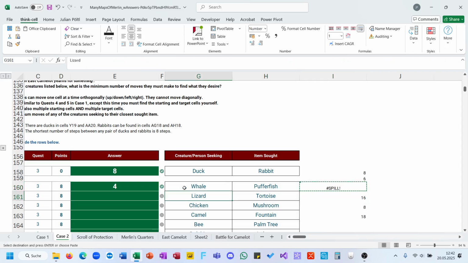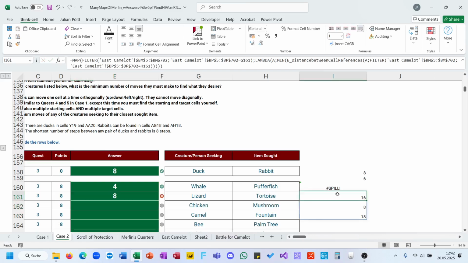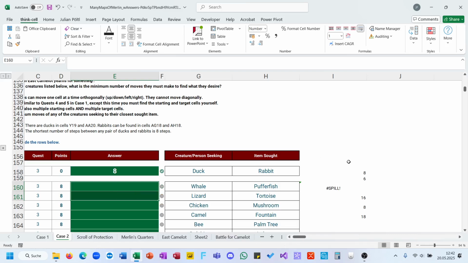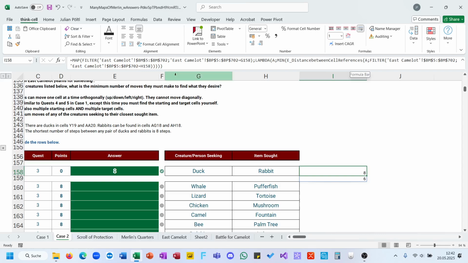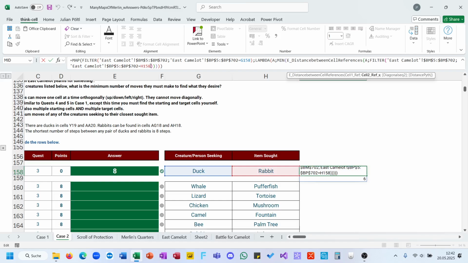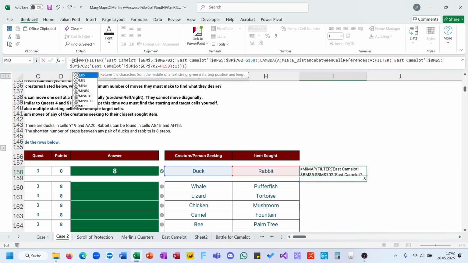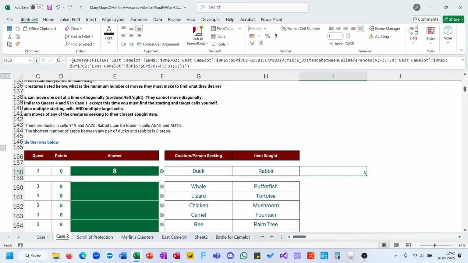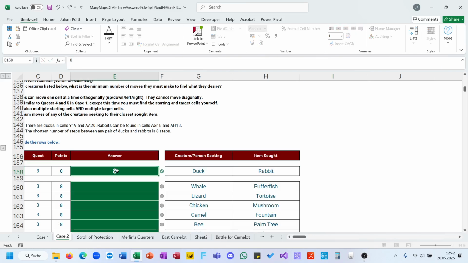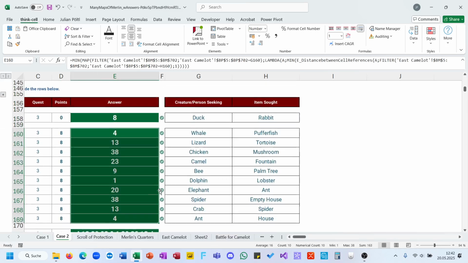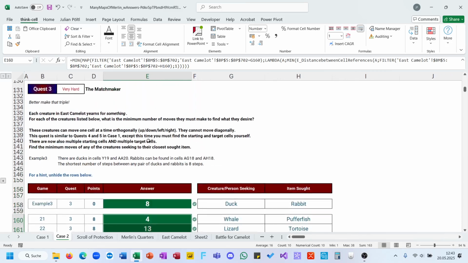Anyways, no. Why isn't this right? Oh, they cannot move diagonally. Oh, that's the error. Distance. Yeah, okay. Makes sense. Min of this. And we have this level solved. Level 3.